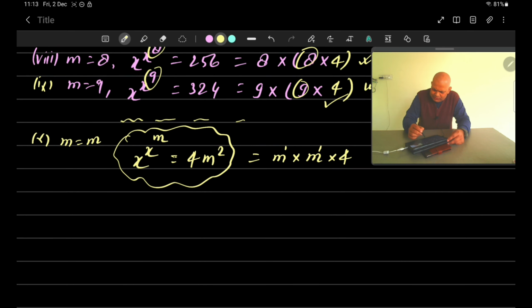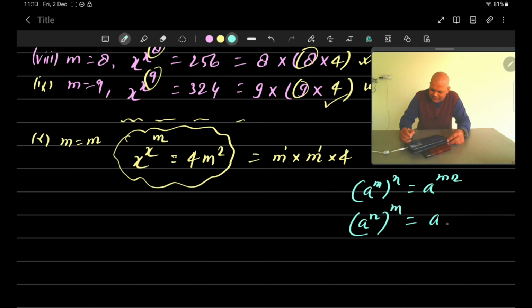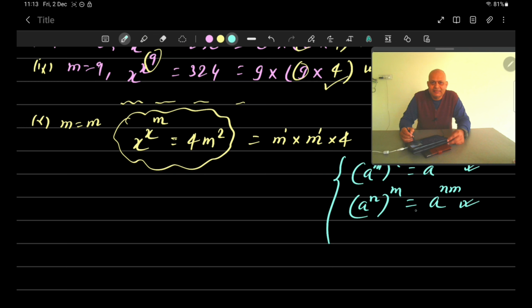So you can use here the concept (a to the power m) whole to the power n. You know, a to the power m times n, and if you write (a to the power n) whole to the power m, once again a to the power n times m, and both the results are the same here. So by using the concept of this algebraic identity, we have to solve this question.